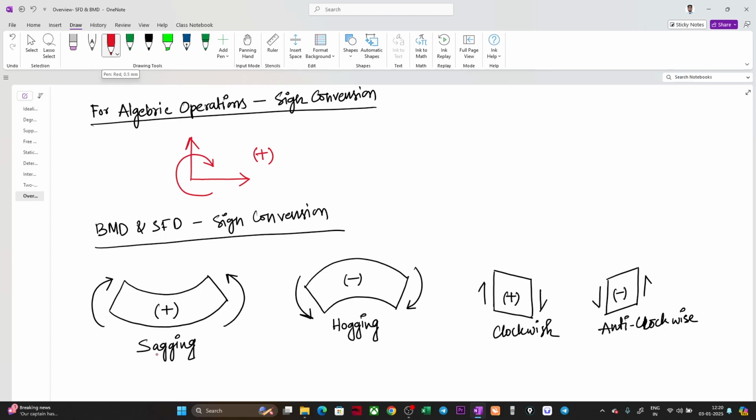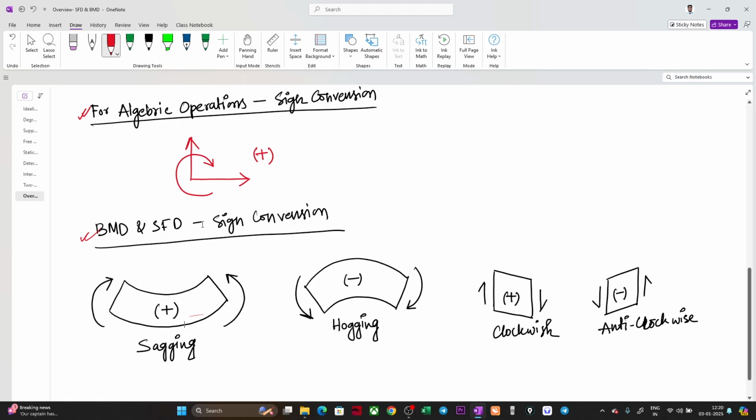So this is the sign convention we follow for the SFD and BMD. And this is the sign convention we follow for algebraic operations. So these are the two different sign conventions, and you should not get confused in this.